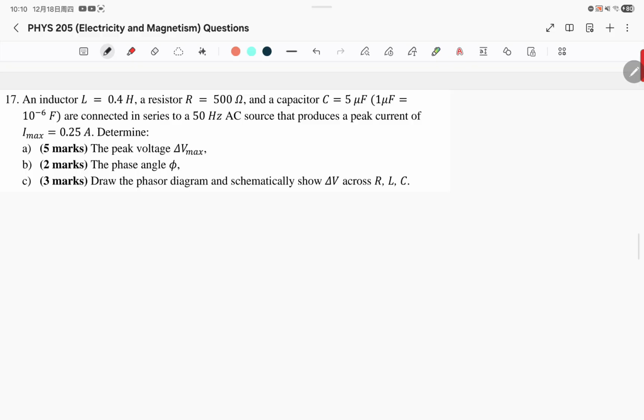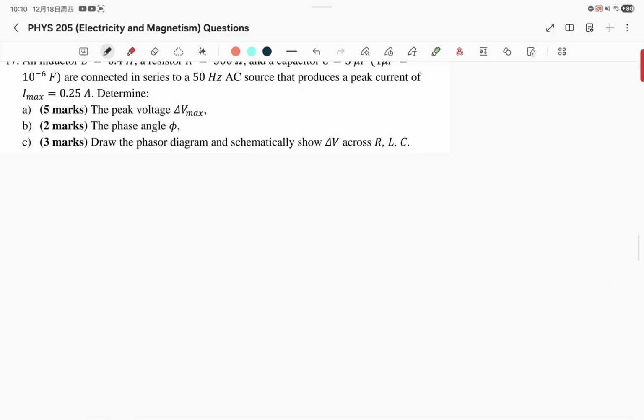All right, question 17, we have an inductor L, that's 0.4 henry, a resistor R, that's 500 ohms, and a capacitor C equal to 5 microfarad. And they are connected in series to a 50 hertz AC source that produces a peak current of I max, that's 0.25 amps. Determine A, B, C. Okay, so in question A, we need to find voltage V max.